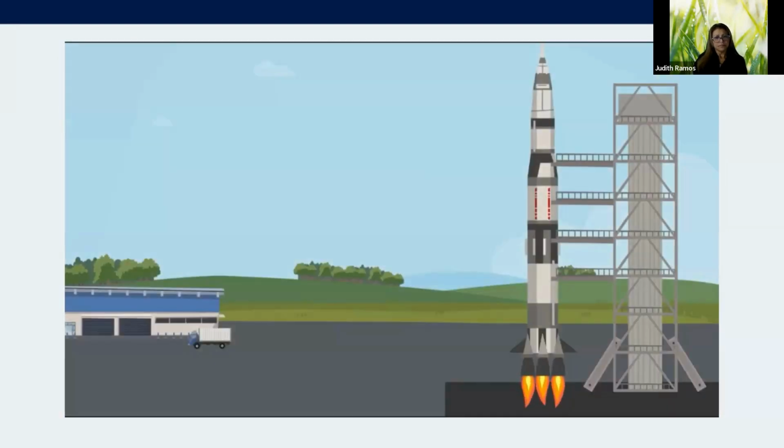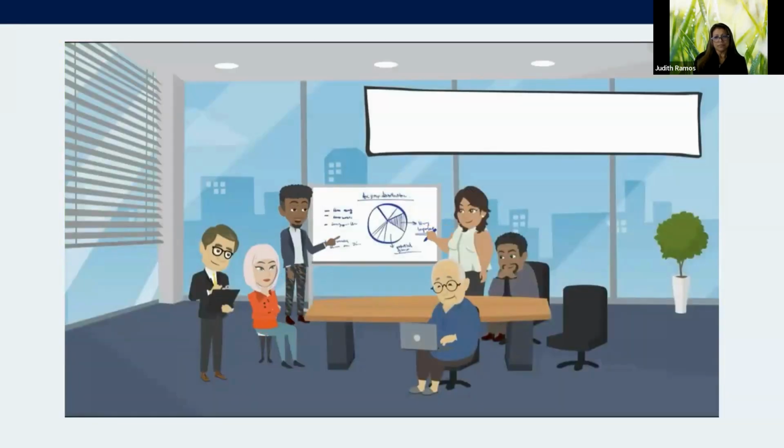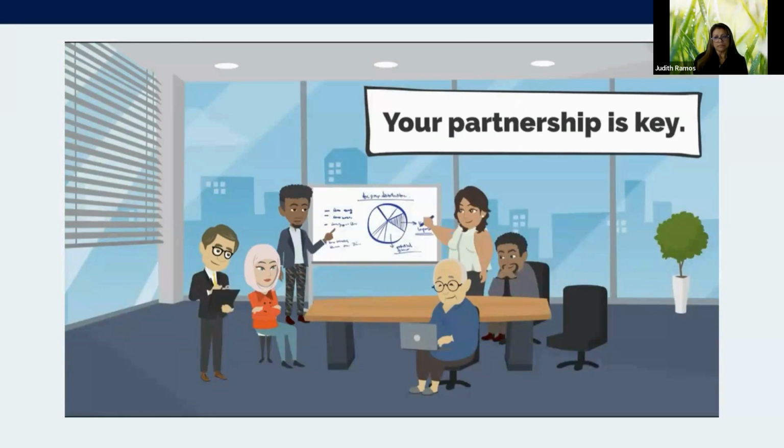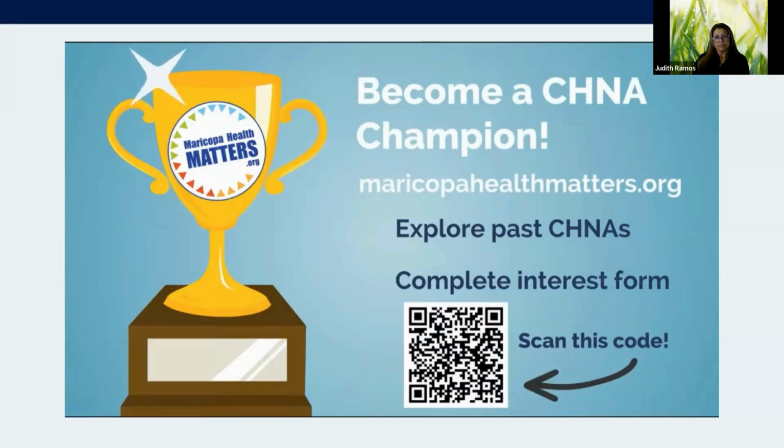What else can promote well-being and health equity? We look to community members to tell us in the upcoming CHNA launching in March 2023. As a leader in Maricopa County, your partnership is key to that success. Our collective efforts to promote the survey among our networks, both virtually and in person, will help ensure that we capture the most representative community data. We hope that our collaboration will provide strong opportunities for Maricopa County residents to achieve lifelong health. Visit maricopahealthmatters.org to explore past survey results, complete the CHNA interest form, and become a CHNA champion today.